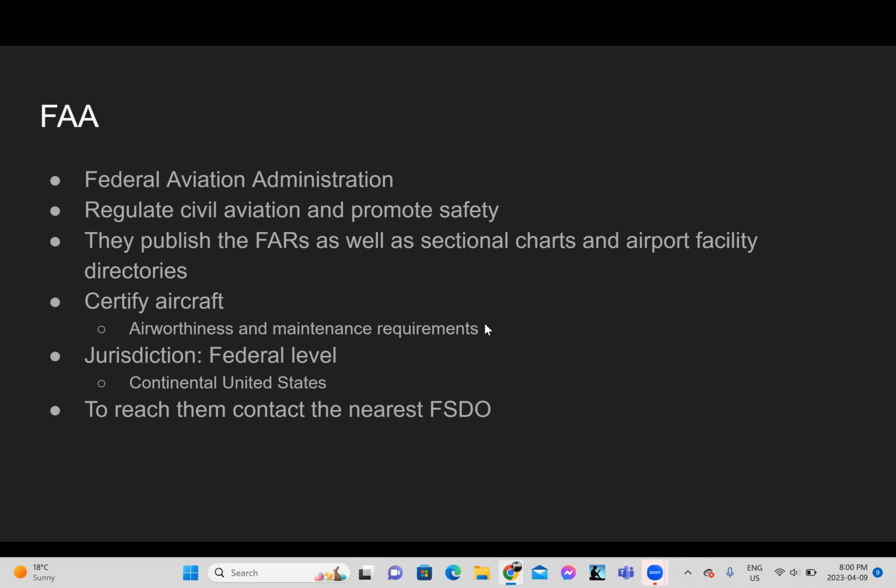The jurisdiction for the FAA is the continental United States. If you have any questions and you want to reach out to the FAA, you're going to have to contact the FSDO, which we'll talk about next.